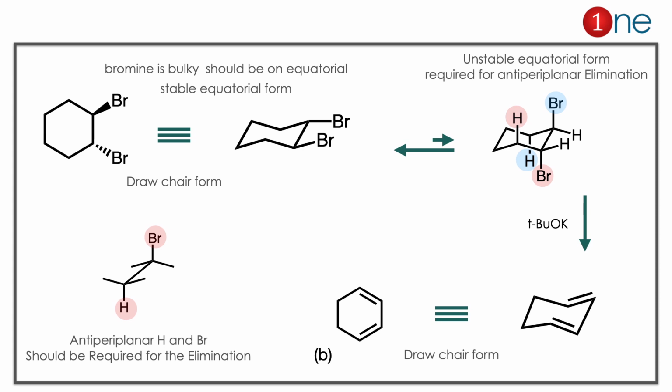Here you have to learn 2 important things. Whenever you have a cyclohexane system, you have to imagine the chair form. Second thing is bromine elimination. Bromine elimination in base condition is an anti-periplanar elimination. So you have to redraw the structure. Even though it's a minor product, you have to redraw in such a way that elimination is possible.